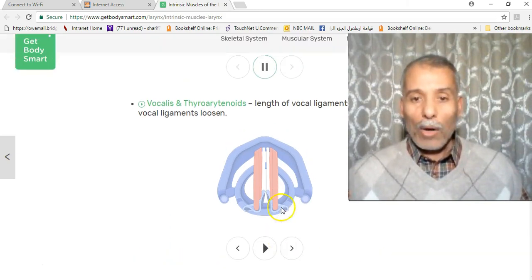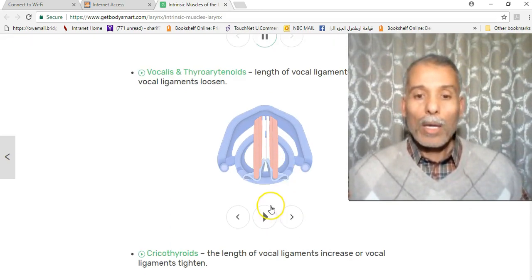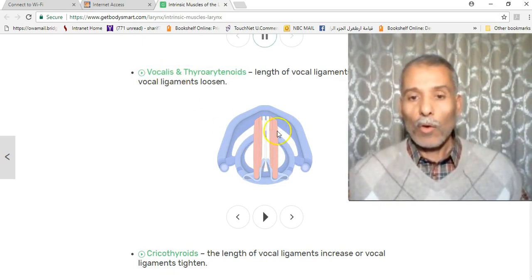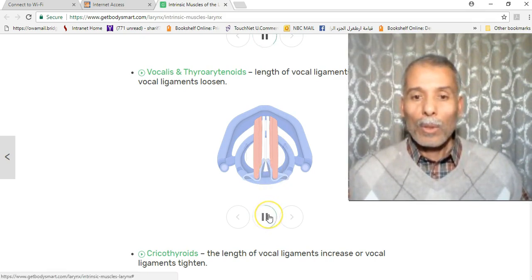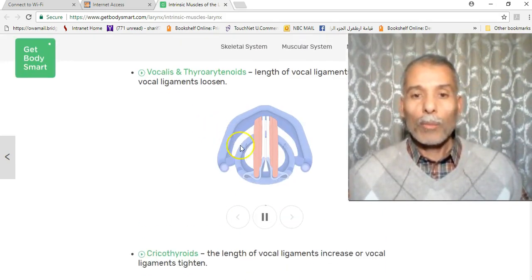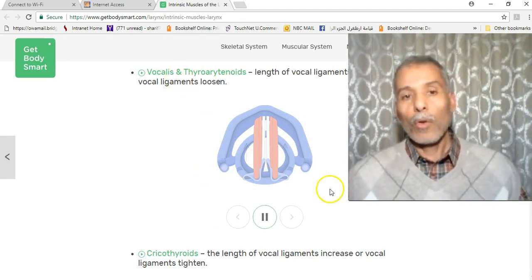Now you could see, these are the vocal folds themselves. We are going to discuss the structure, but you can play with this and see the vocalis muscle, thyrovocalis muscle, and see how it works. Now, actually, there's something wrong here. This will be the thyromuscularis that will do this action. I'll tell you what the vocalis does.